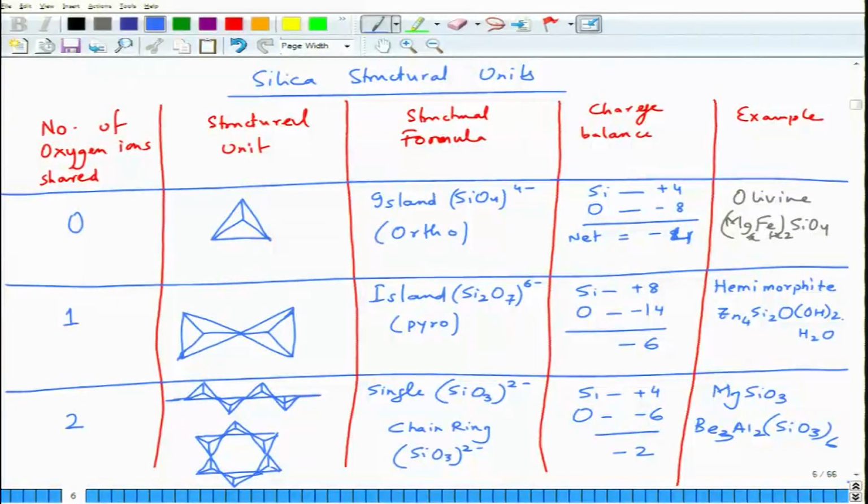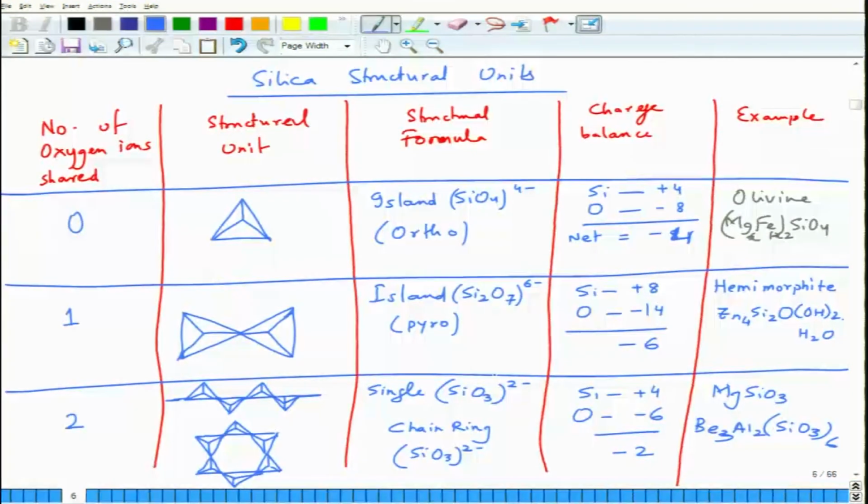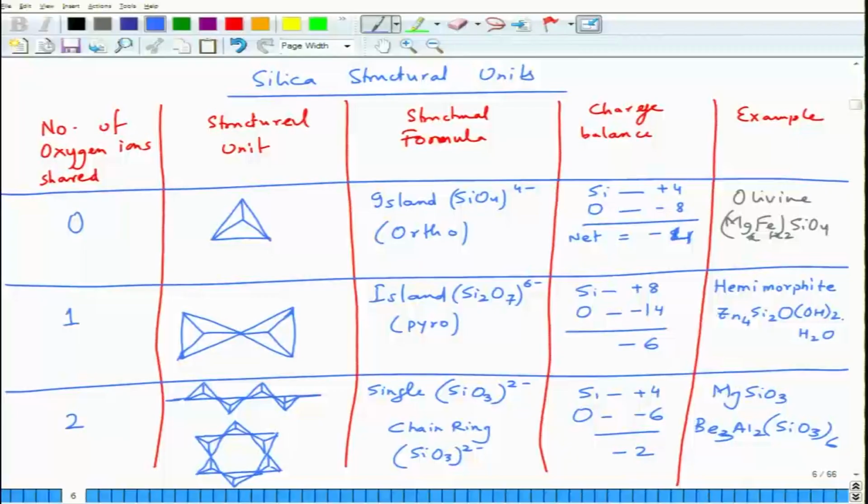Other examples that we include, how many columns we need to draw? 1, 2, 3, 4, 5. They cannot be crystalline. You have a pattern, but how does this pattern repeat into 3D? You have only one, for example, there is no corner sharing here. Okay. In this case also there is no corner sharing, there is only one corner sharing. In this case it is only 2 corner sharing. So, they are all semi-crystalline structures.